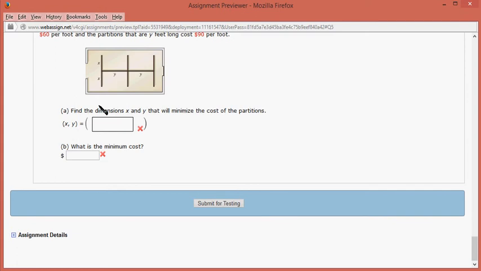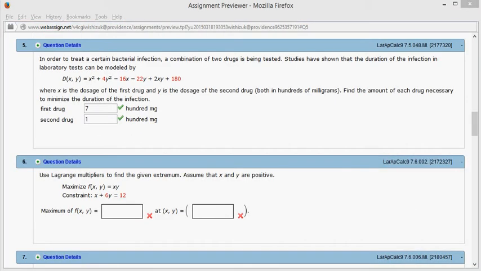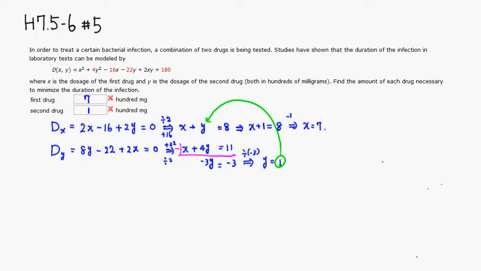So let's submit for testing. Alright, I came back and it looks like we got this one correctly. Alright, that's it. I hope that this was clear.